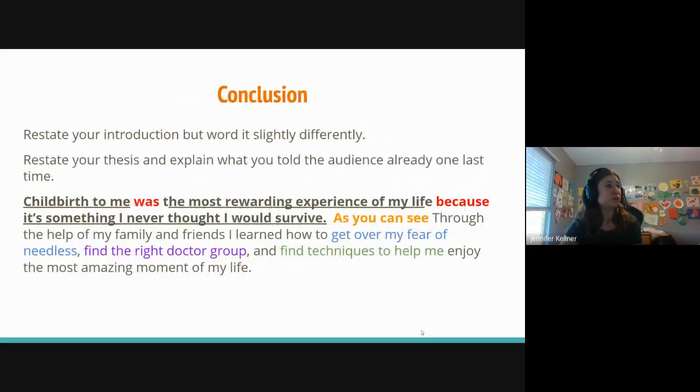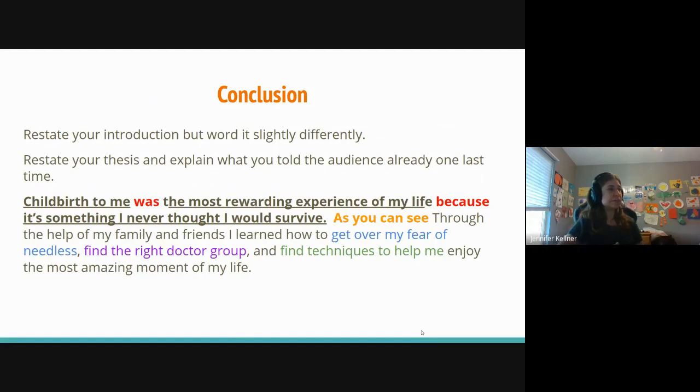And then your conclusion, again, you're going to restate your introduction, but word it slightly differently. It's really, really important that you include your thesis in both your introduction and conclusion, because automatically, guys, if you don't do a thesis and you don't restate your thesis, it's an automatic fail. Okay?